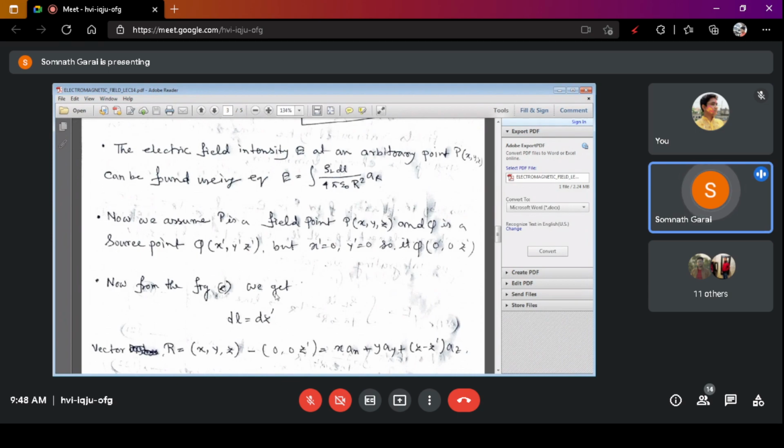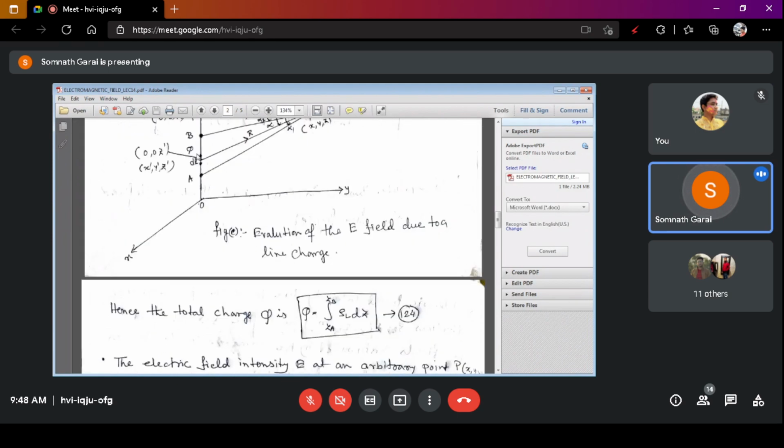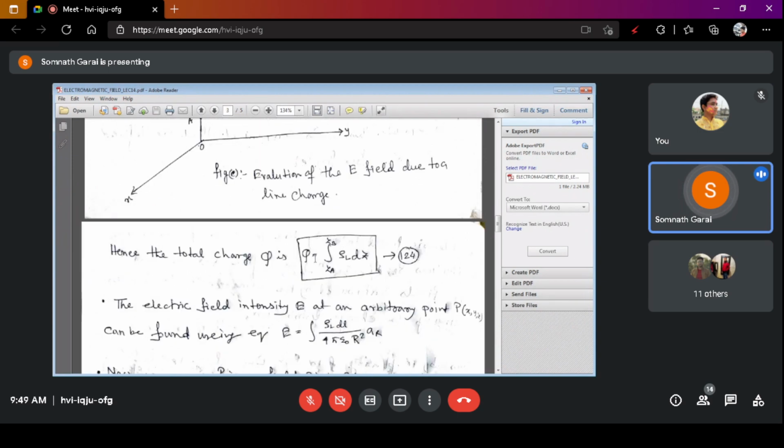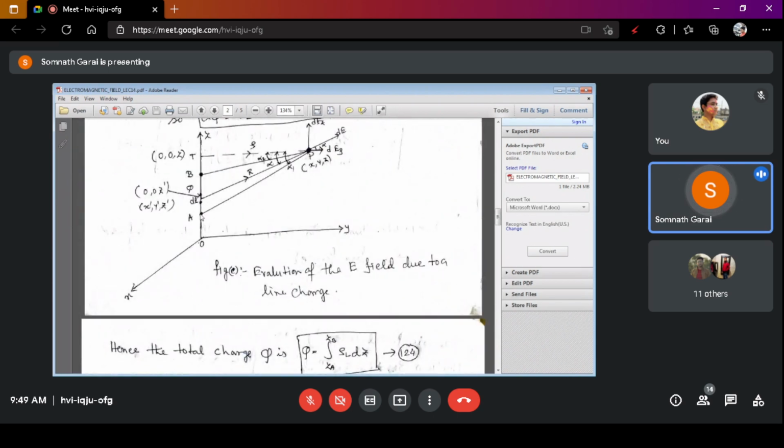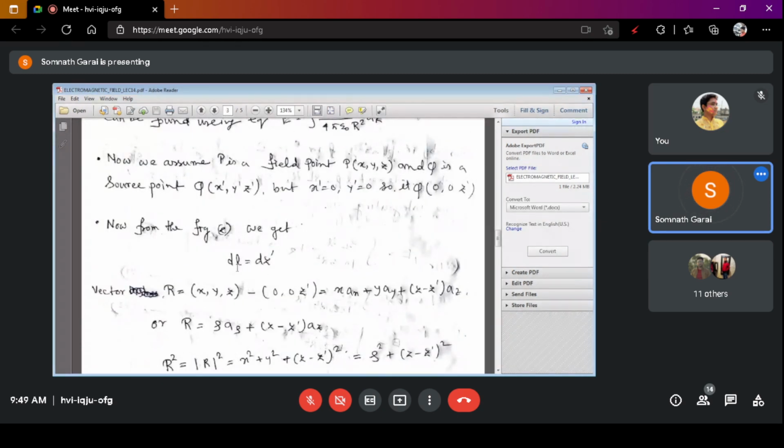According to this figure, the differential length is dz, because it is the differential length in the z direction. That's why differential length dl is equal to dz. But it is from z dot, because the source point Q has its coordinate represented by z dot. So dl is equal to dz dot, right?